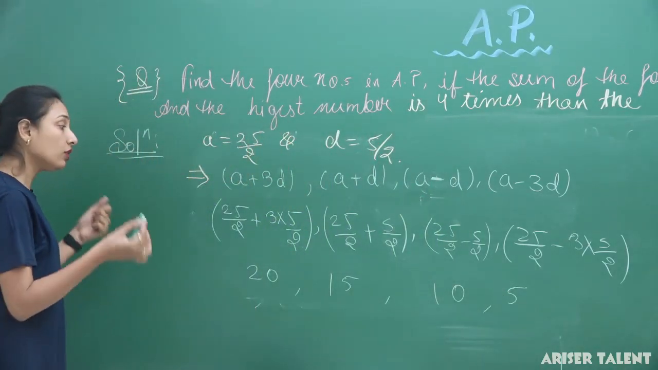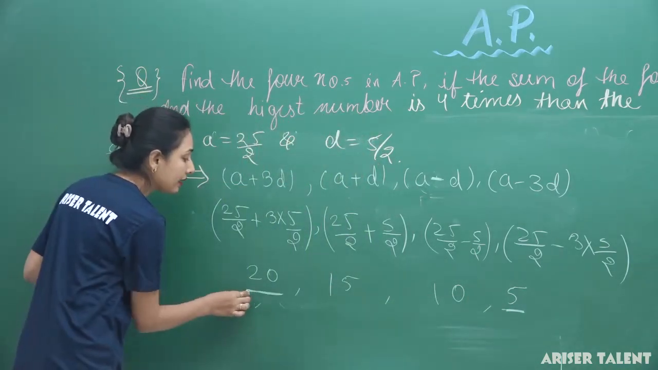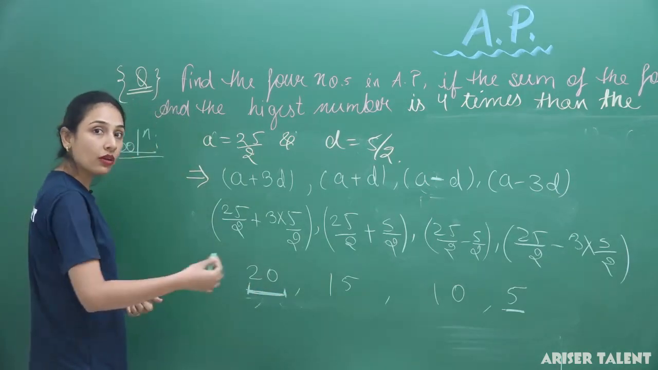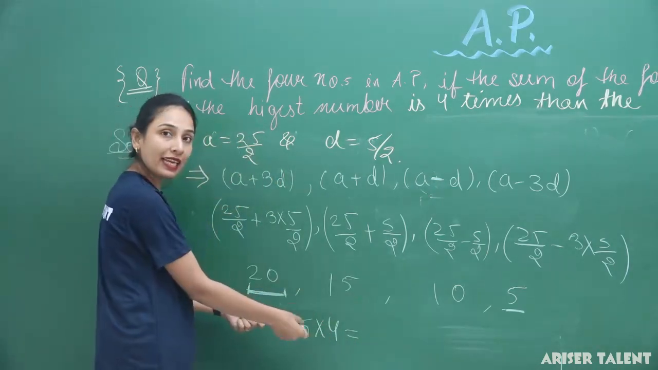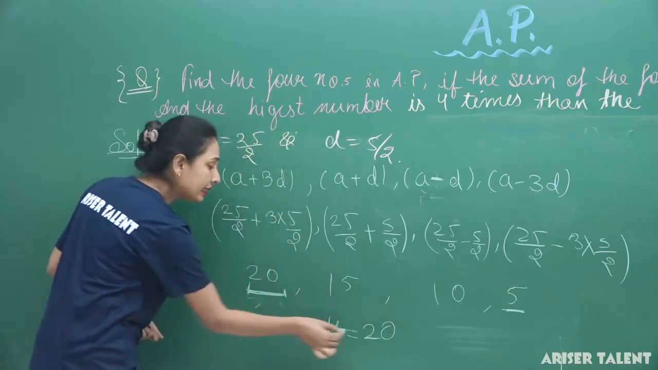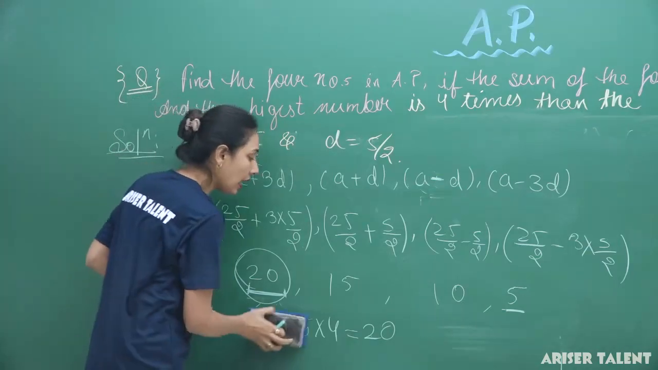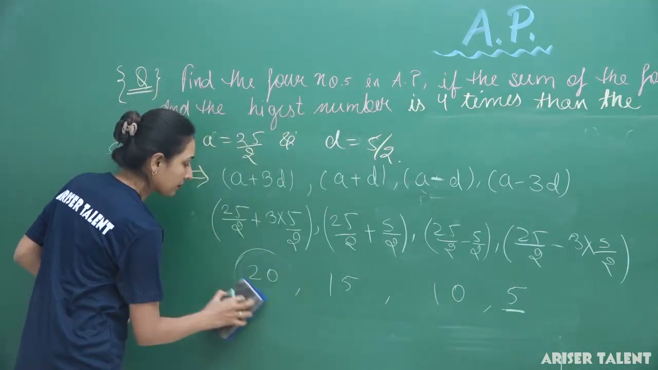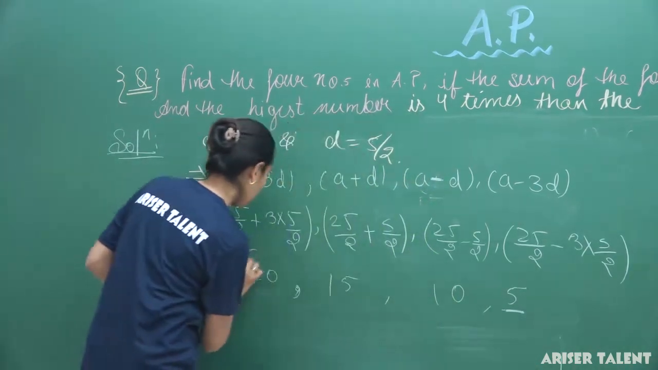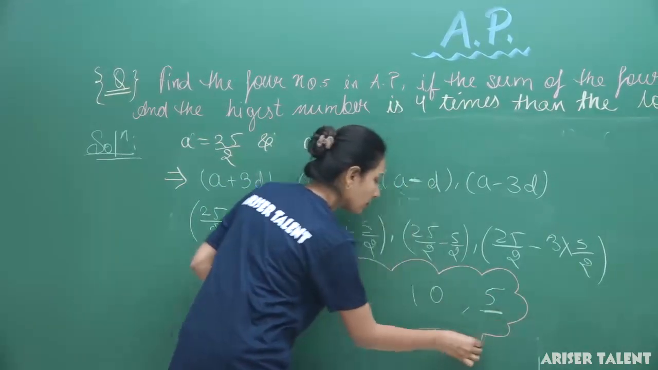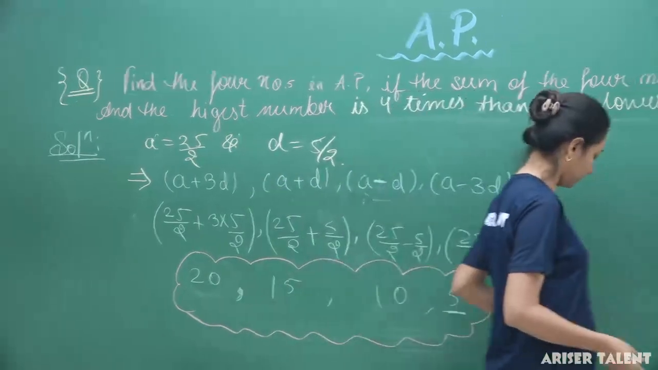Now the least value is 5, and the highest value is 20. You can also relate this: 4 times the least value, 4 multiplied by 5, is 20, which is the greatest value, right? So this will be your answer, student. Okay, note it.